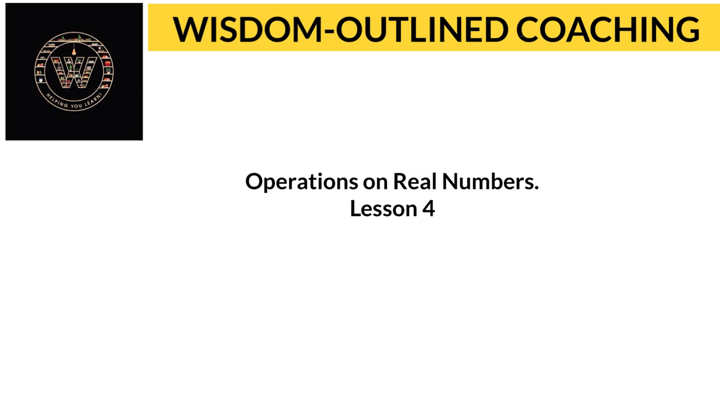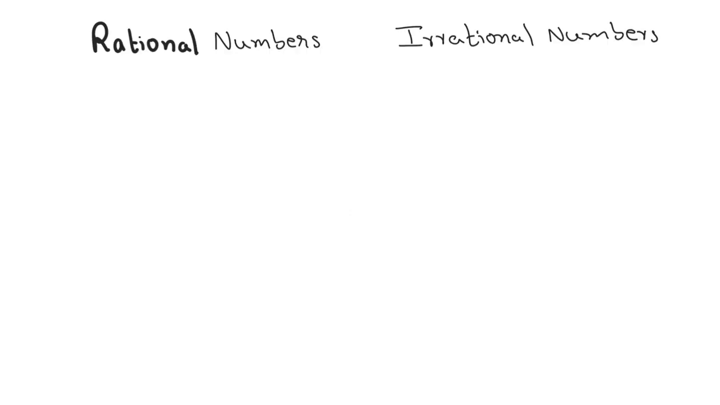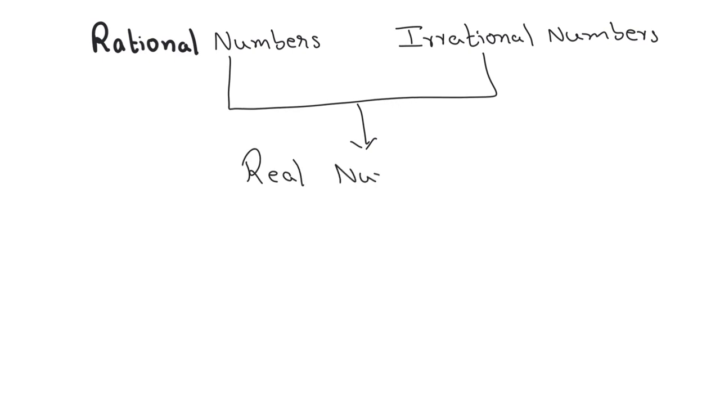In this video, we will learn what are the different operations that we can apply on real numbers. So let's dive into the lesson. In our previous lessons, we learned what rational numbers are, what irrational numbers are. Rational numbers and irrational numbers together are called real numbers. And in this lesson, we will see what are the different operations that can be applied on real numbers and what is the result of those operations.